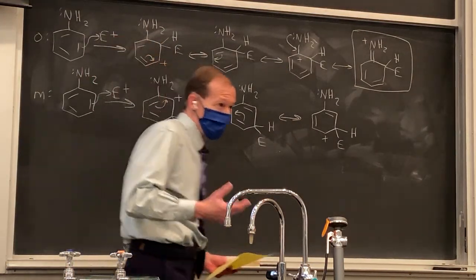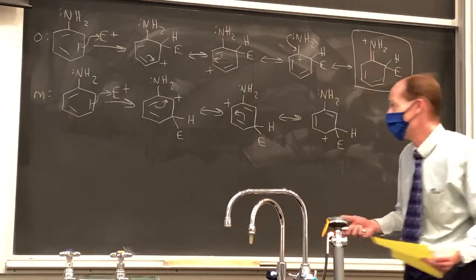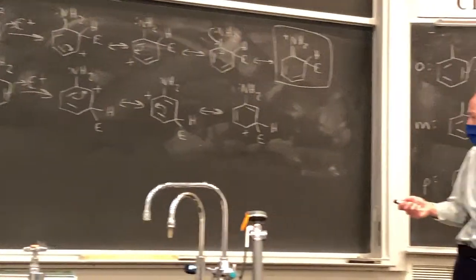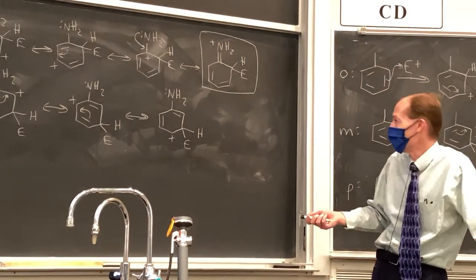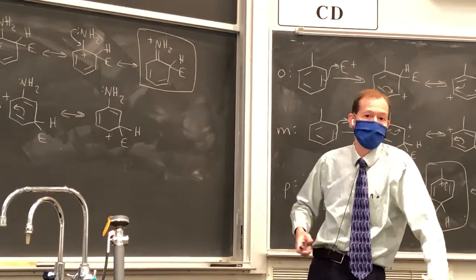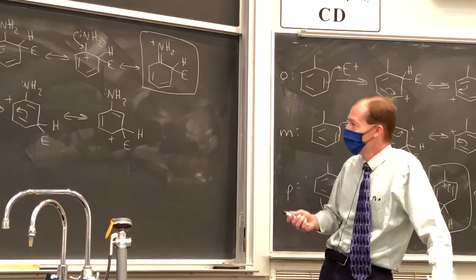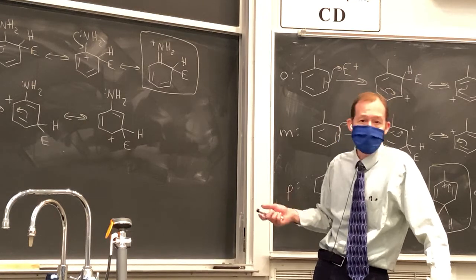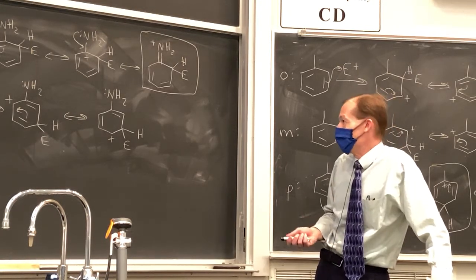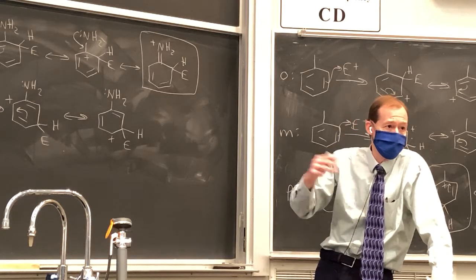In the interest of time, we're not going to draw the attack at the para carbon. You can do that on your own. Suffice it to say, it will be comparable to attack at the ortho carbon and will allow us to draw this extra resonance structure. Okay? So this is what happens with amines. This is why amines are ortho-para directors. And because they're donating groups, they are activators.